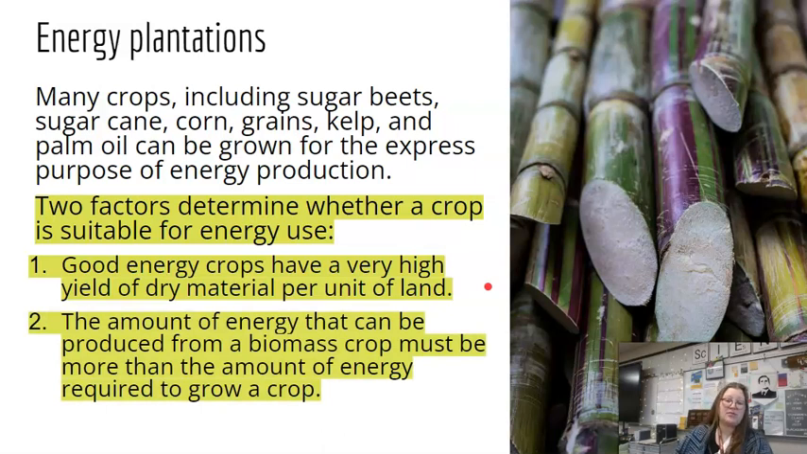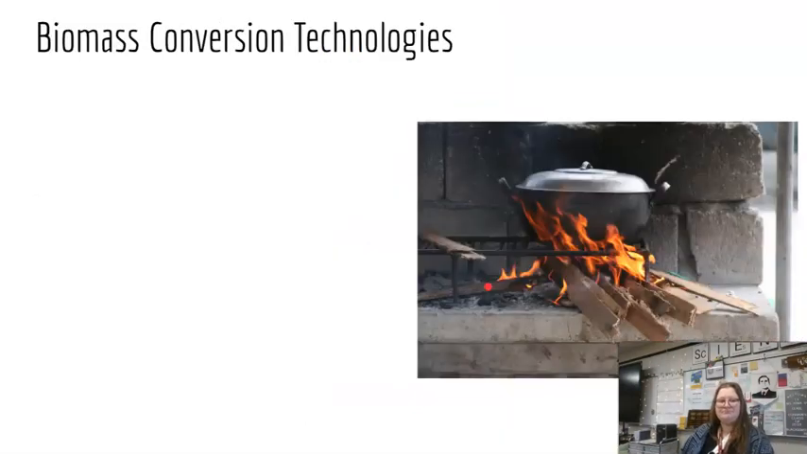And the amount of energy that can be produced from a biomass crop must be more than the amount of energy required to grow it. We put energy into growing crops. So we have to get the seeds, we have to plant the seeds, you have to water the seeds, you have to care for the plants. All of that is energy. So if you're putting that amount of energy in, you need to get more than that amount of energy out.